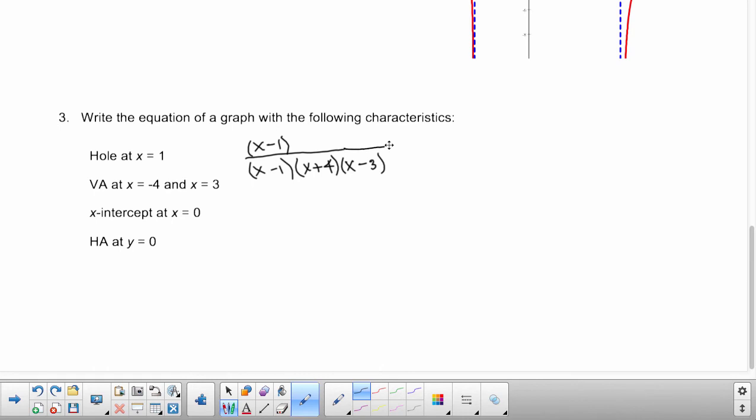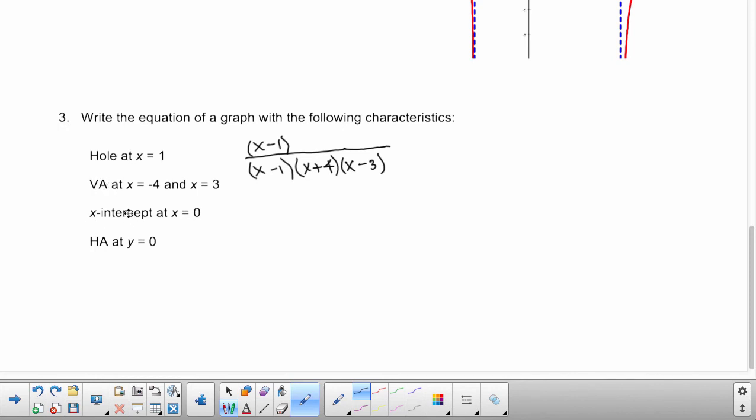Do you agree? Yep, these in the denominator could give us vertical asymptotes. And do we need anything up in the numerator? No, be really careful. If we had these factors in the numerator as well, there would be holes and not vertical asymptotes, since we would be able to cancel them.